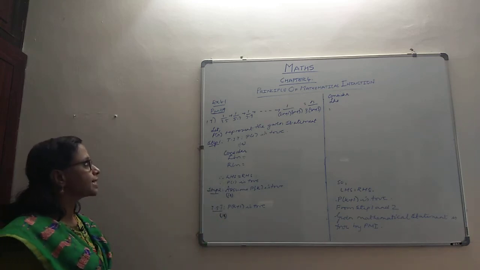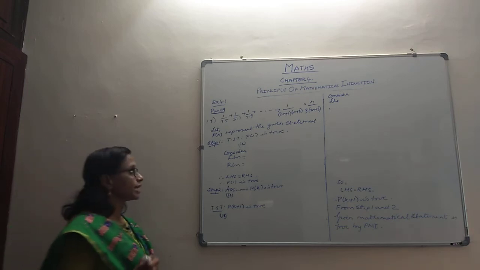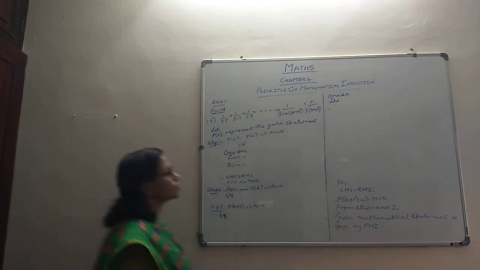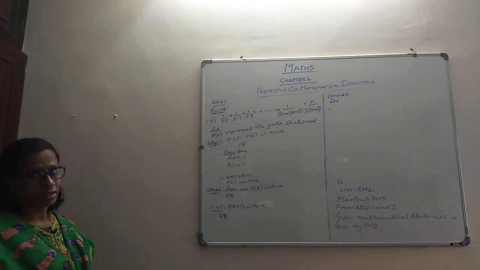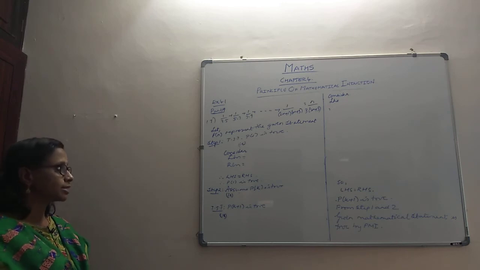The question says that 1 by 3 into 5 plus 1 by 5 into 7 plus 1 by 7 into 9 and so on, up to 1 by (2n plus 1) into (2n plus 3), is equal to n by 3 times (2n plus 3). We need to show that. So as usual, we'll let P(n) represent the given mathematical statement.